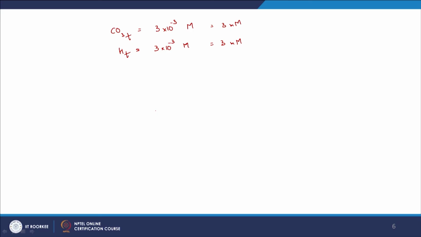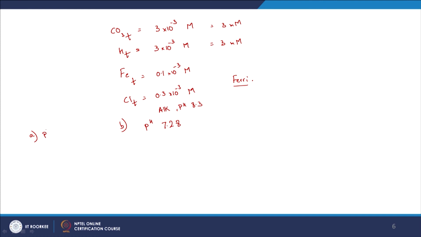So let us go back to our particular case. What else did we plug in? We plugged in Fe total equal to 0.1 into 10 power minus 3 molar, and Cl total as 0.3 into 10 power minus 3 molar, and we mentioned that ferrihydrite was a possible solid, and with that we calculate the pH to be 7.28, right. This was for part B when we had alkalinity, and the initial pH was 8.3, but for part A, when we had no alkalinity, the pH dropped to around 3.5, right.